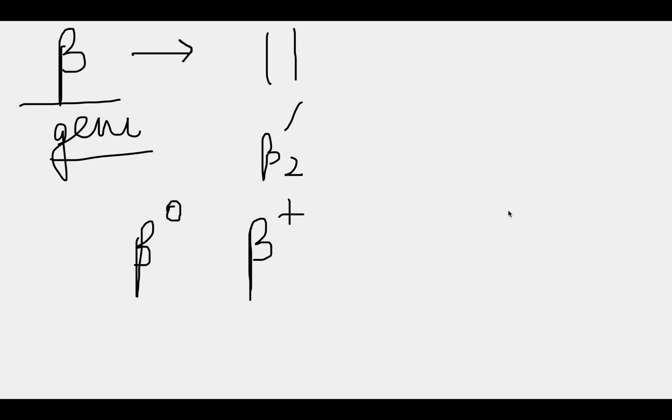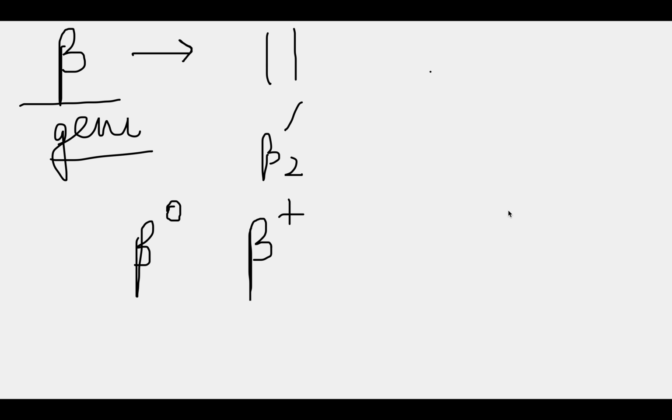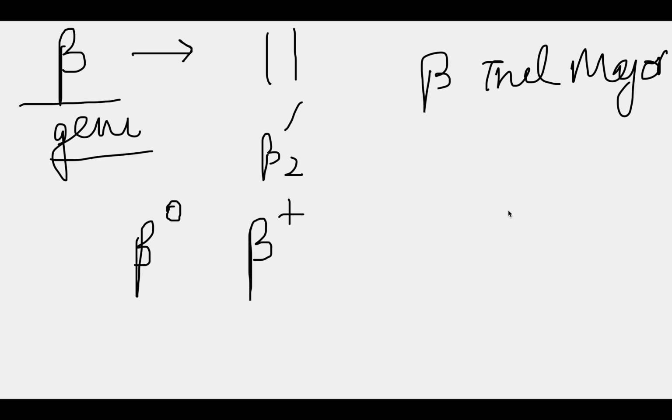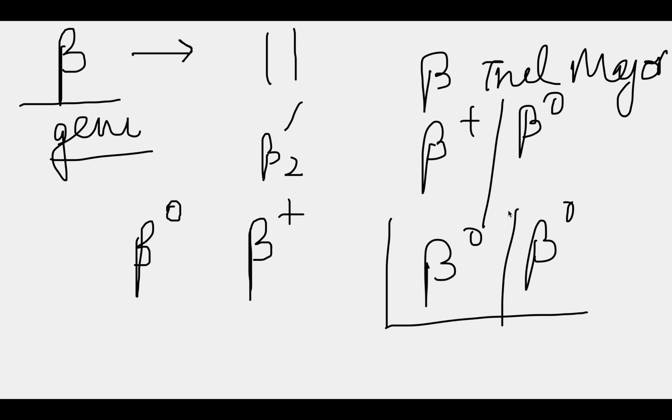So what will be there in beta thalassemia major? We are talking about the thalassemia major part. In the major form, it can be either beta plus beta 0 or beta 0 beta 0. That means there can be reduced production by one gene and absent by the other, or there can be absent production of the beta globin chain altogether. However, in the case of intermediate and minor, the things will be different. That we will discuss later on.